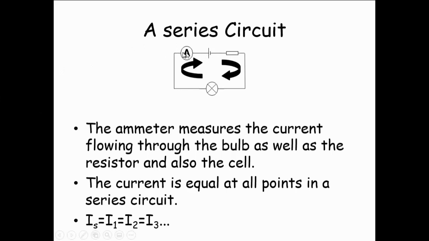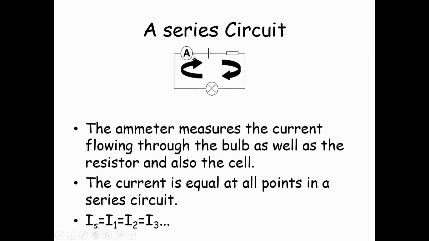But it also measures the current that's flowing through this wire, which is the same as the current through this wire, which is the same as the current going through the bulb, and indeed the same as the current going through the resistor, and even the power supply itself. So the ammeter measures the current flowing through the bulb as well as the resistor and also the cell. The current is equal at all points in a series circuit.